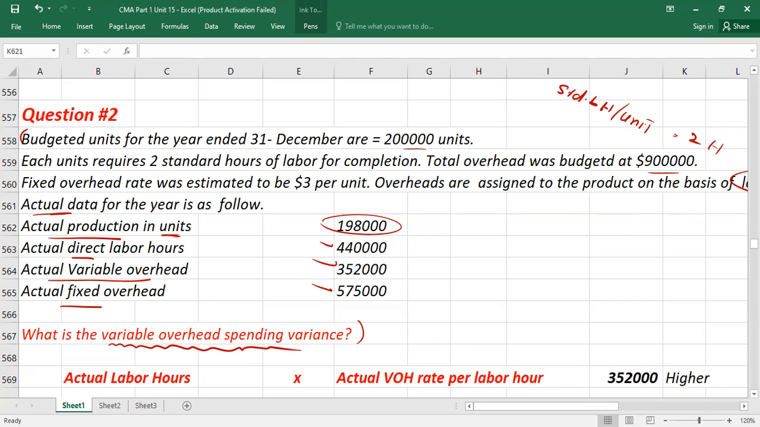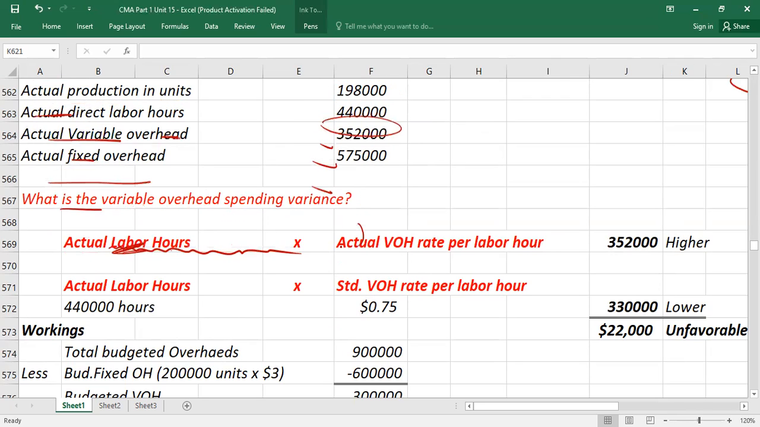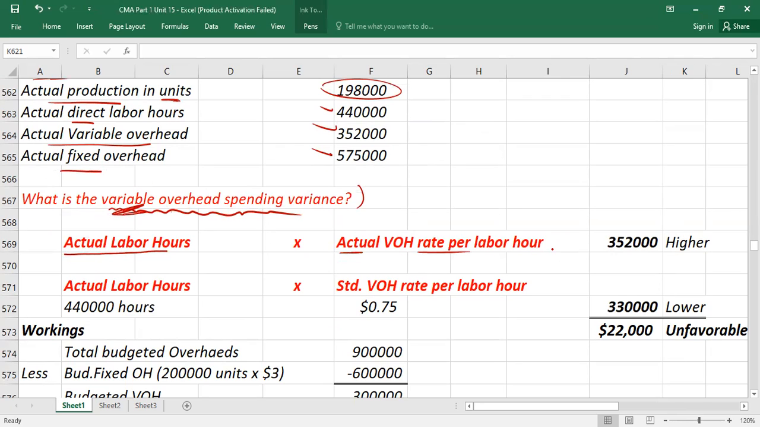Spending variance. Would you write first the spending variance formula? Spending variance for variable overhead. So what is the formula? Spending variance means the first 2 lines. First line is actual labor hours into actual rate per hour. Second line is actual labor hours into standard rate per hour. I'm writing 2 lines only, right? First 2 lines. Is there anything new?